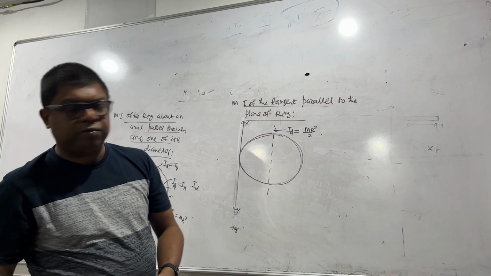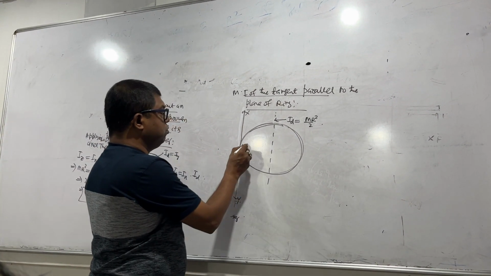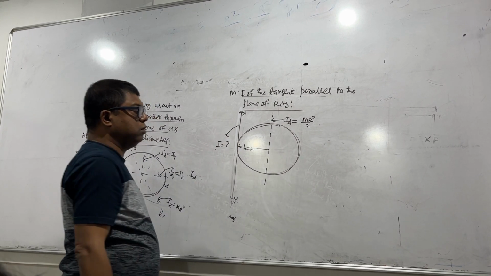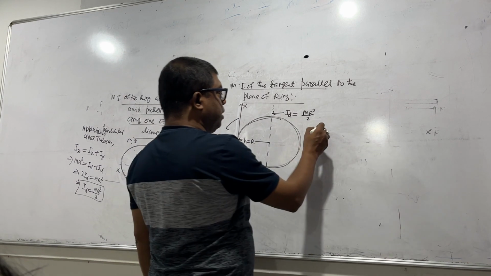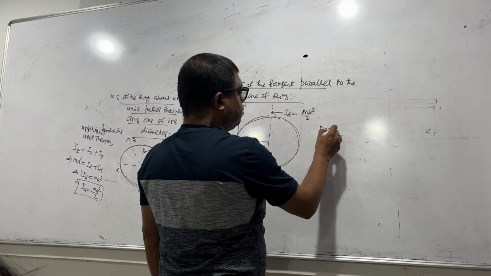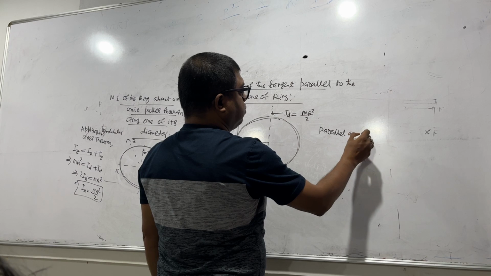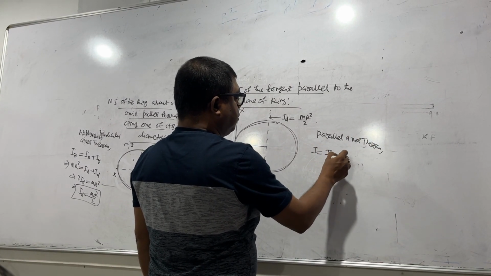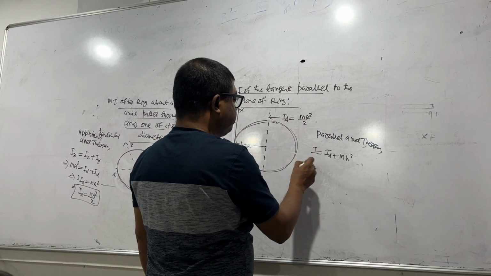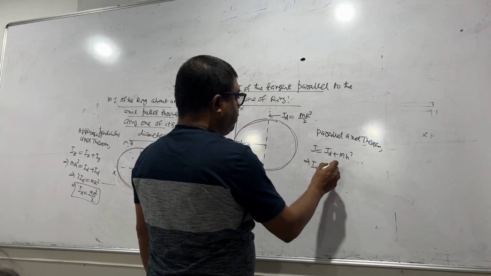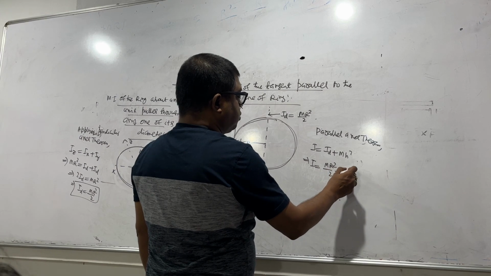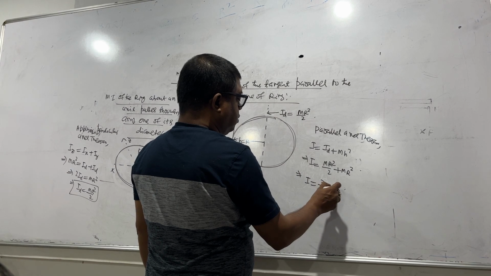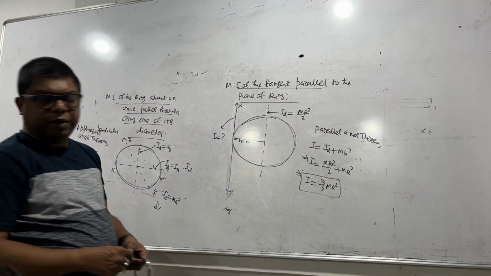So applying the parallel axis theorem, where h is equal to R, we calculate the moment about this axis. I is equal to ID plus MH square, which is MR square by 2 plus MR square. This is 3 by 2 MR square.